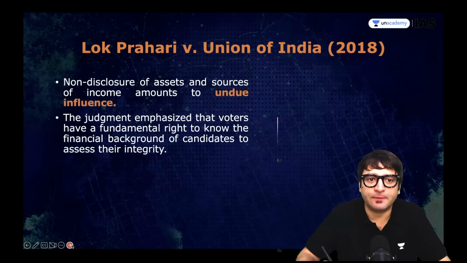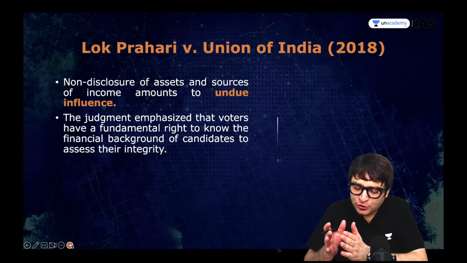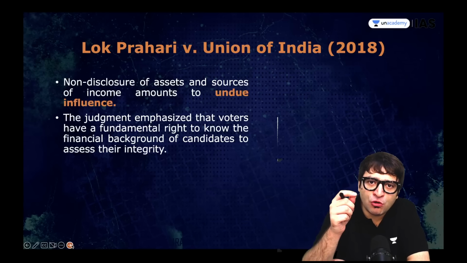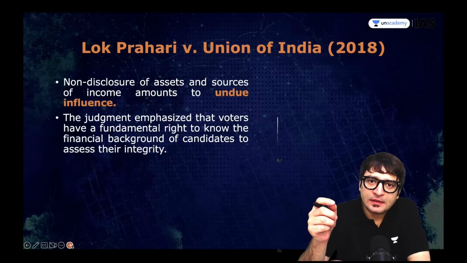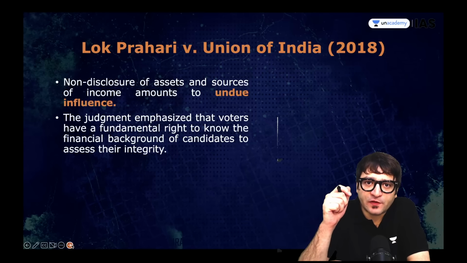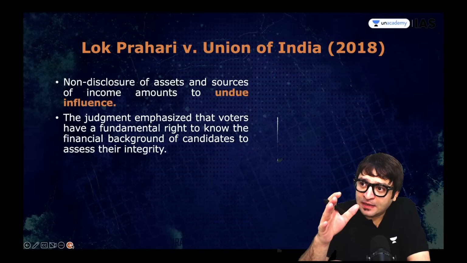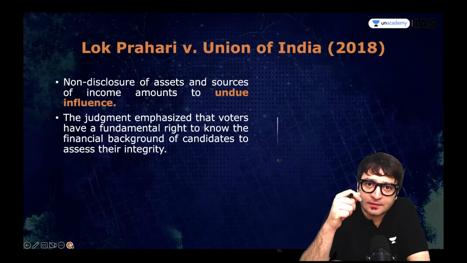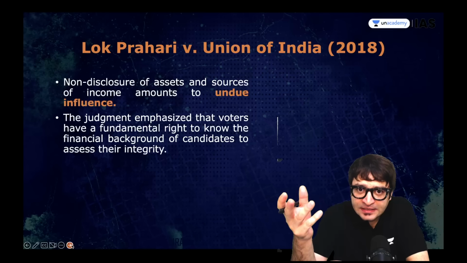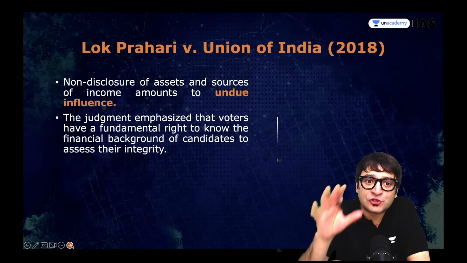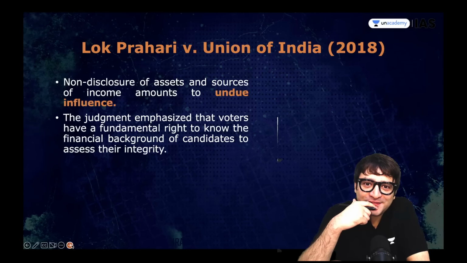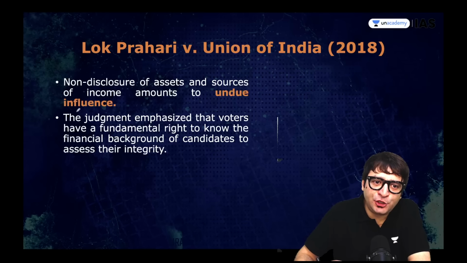Something else. Listen to me carefully. I told you that right to know is a fundamental right. As a voter, I need to know the educational qualifications of a candidate, the number of criminal cases pending against him, the amount of assets in his name and in the name of his spouse, so that I can make an informed choice. What if you are not disclosing your income? Will that amount to undue influence?